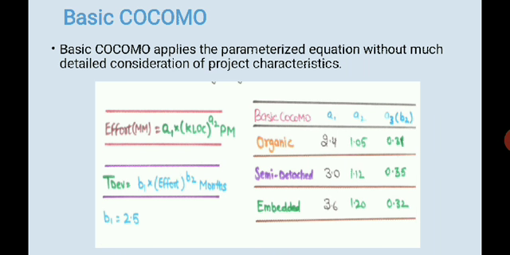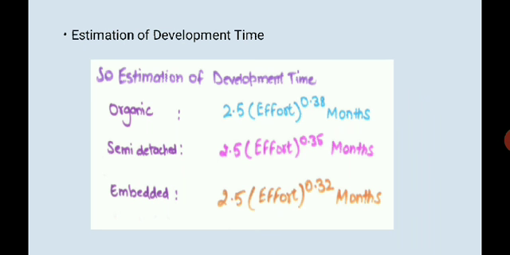Next we come to basic COCOMO. Basic COCOMO applies the parameterized equation without much detailed consideration of project characteristics. So you have your effort equation and you have your development time. What do we notice here? That this is dependent on one variable, right? So this is a1 and a2, b1 and b2. So this is basic COCOMO. Then for different values, it depends on which mode it is: organic, semi-detached, or embedded. The development time estimation is also in 2.5. For organic it is 2.5 times effort raised to the power 0.38. For semi-detached this changes to 0.35 and for embedded it changes to the power 0.32.